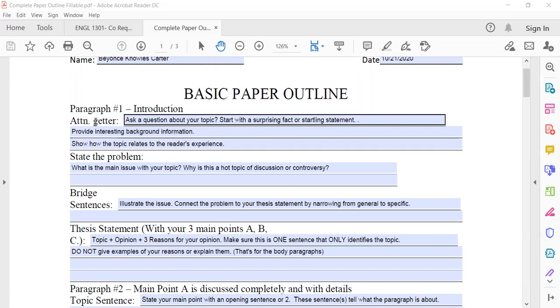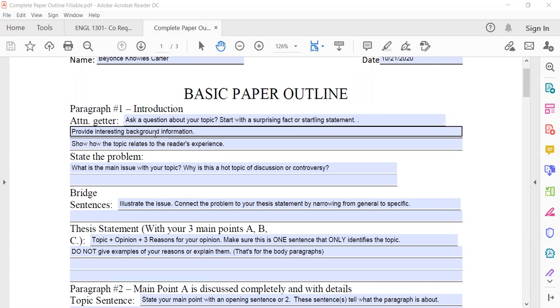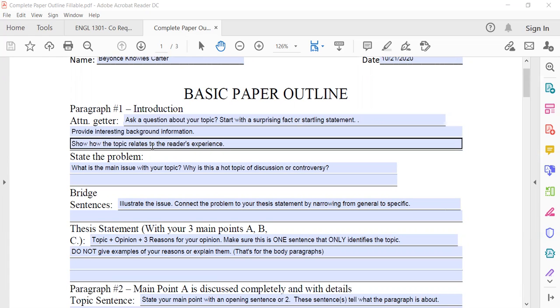It's going to be something to make sure that your audience wants to read your paper and to draw them in. Something that you can do, a strategy, is to ask a question about your topic. You can start with a surprising fact or a startling statement. You can provide interesting background information or show how the topic relates to something that the reader may have already experienced or will experience. There's other strategies that you can use, and they are listed in the introduction PowerPoint.